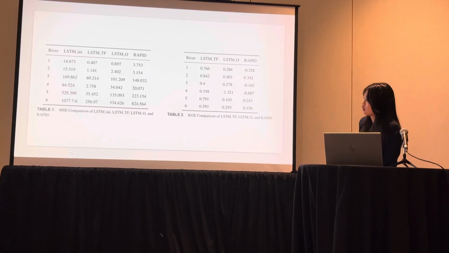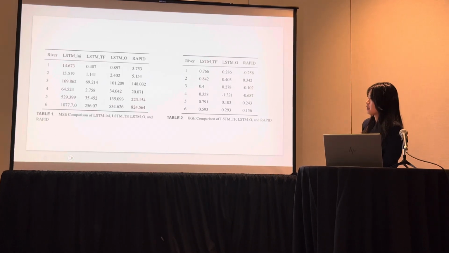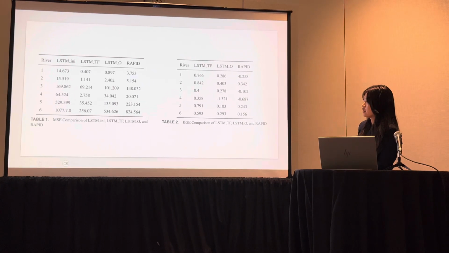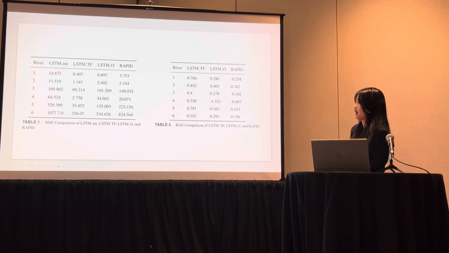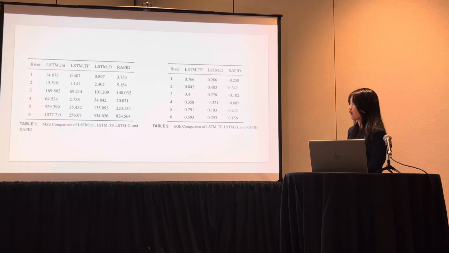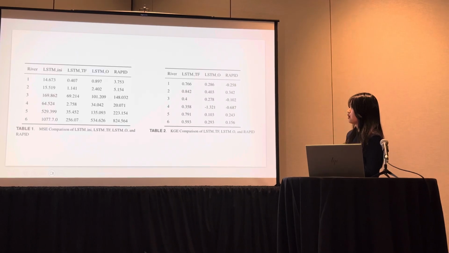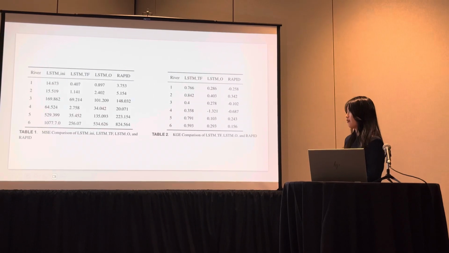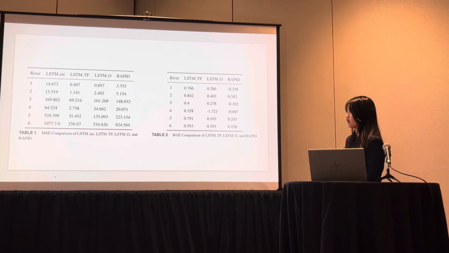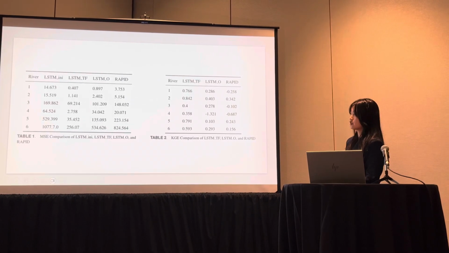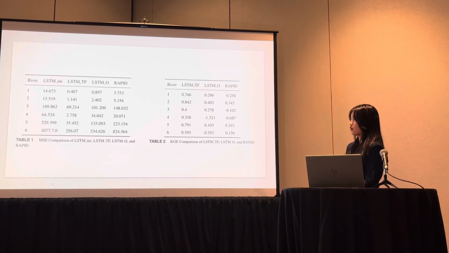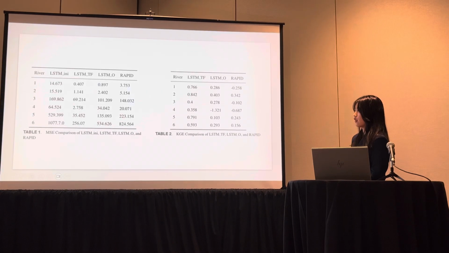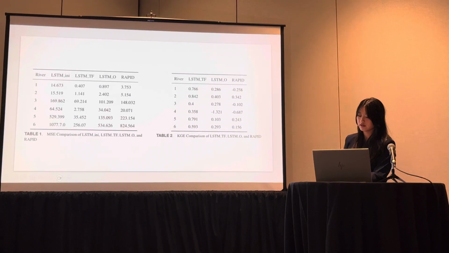And if we go to table 1 using mean squared error and just pick a random river, let's say river 4, the initial LSTM has a mean squared error score of 64.524, while the LSTM using only observation data has a score of 34.042, and RAPID has a score of 20.071, while the LSTM trained using transfer learning has a score of 2.758, which is much lower than the other three, which is what you want in mean squared error.